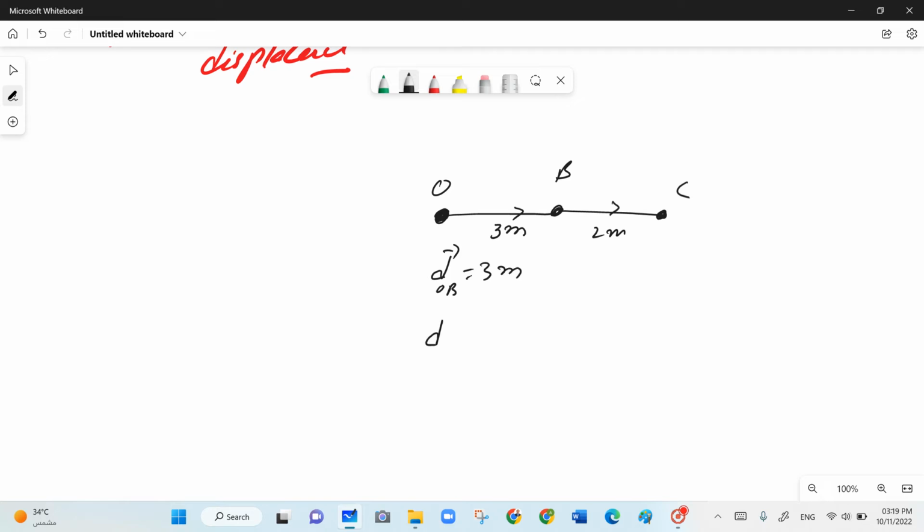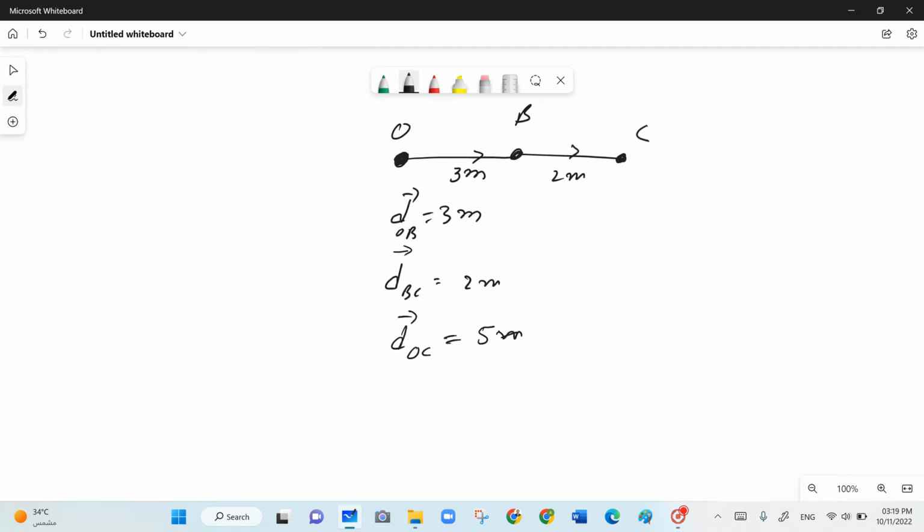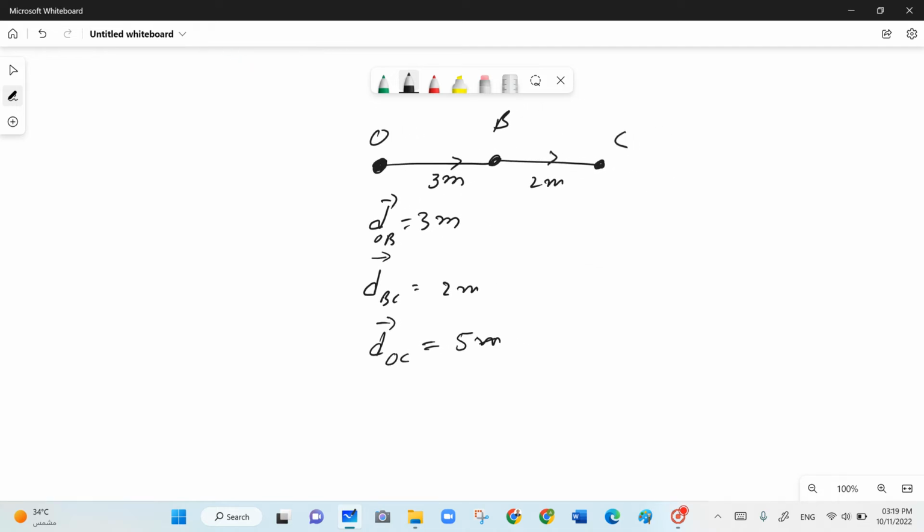What is displacement BC? 2 meter. What is displacement between O and C? We must show the arrowhead above it. OC is 3 plus 2, 5 meter, because they are in the same direction. That's why we can add them mathematically. Otherwise, we have different methods to add such types of quantities, meaning vector quantities. So 5 meters is the displacement from O to C.